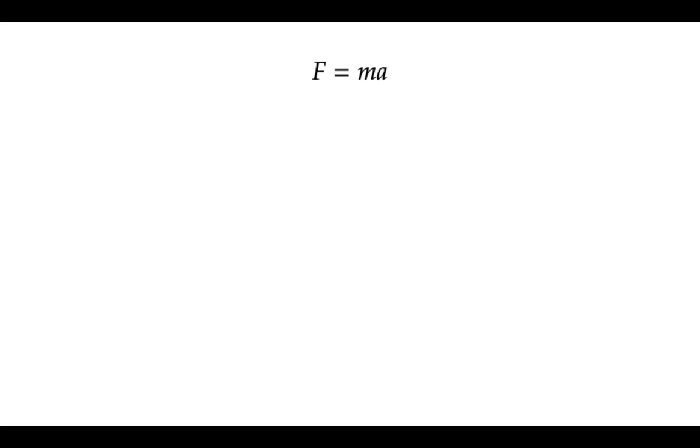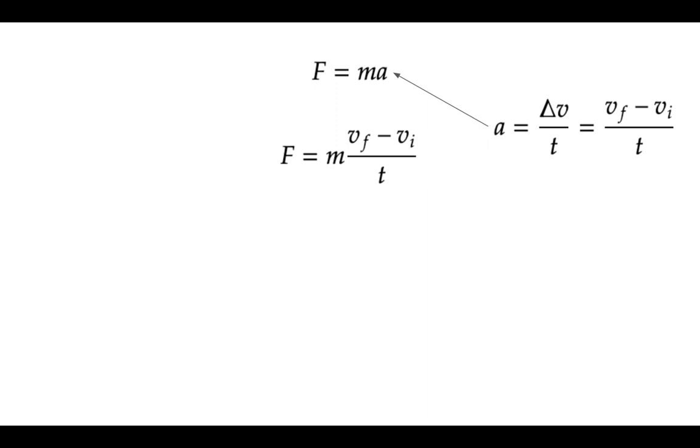In order to derive this equation, first and foremost, we have to remember our equation for acceleration. Acceleration is equal to a change in velocity over time. Delta V, the change in velocity, is just final velocity minus initial velocity. If we plug this into acceleration in Newton's second law, F equals ma, we get F equals m times the quantity V final minus V initial, divided by time.